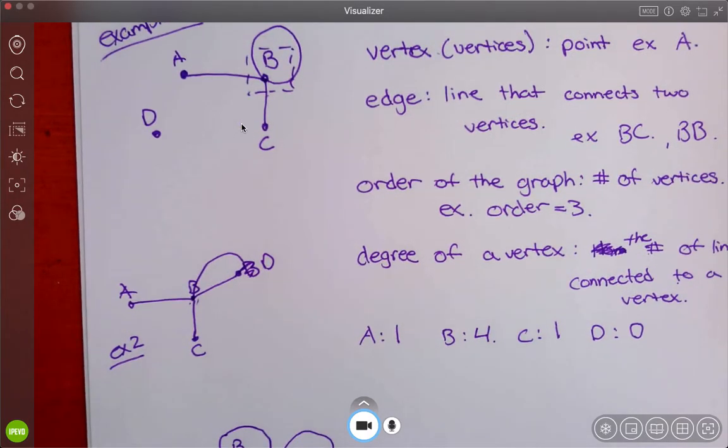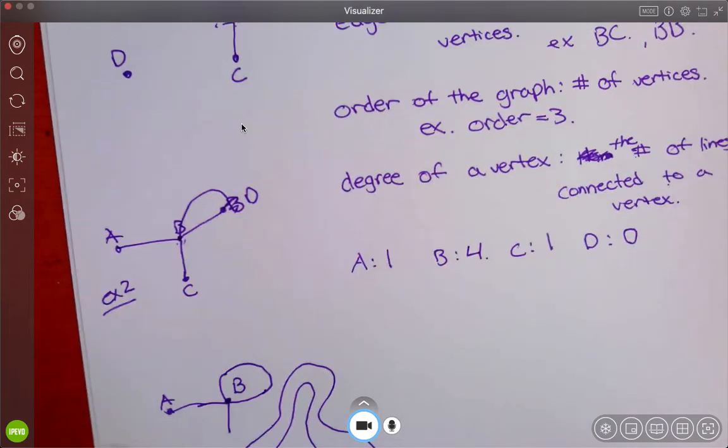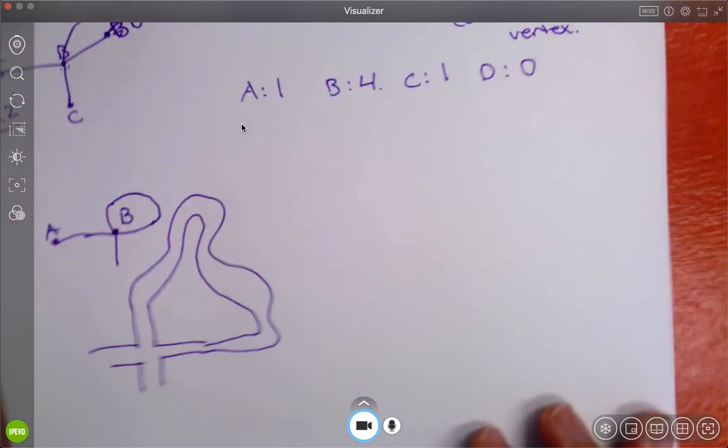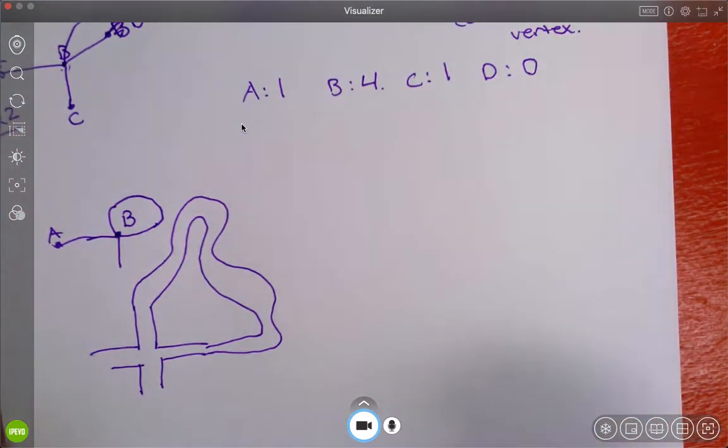Is the loop still confusing? A little bit? We'll do another one.